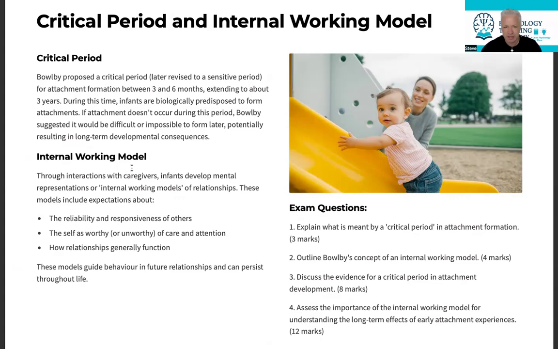So through the interactions with the caregivers, the baby will develop an internal working model of relationships. So it could be to do with the reliability and responsiveness of other people, self as worthy or unworthy, and how relationships generally function. So if you're in a healthy relationship with two parents, say, that's going to be your template of what relationships are like. If you were in, say, a single parent family, then that would affect your template of how you think relationships are, etc. So it's a bit like a model of the world, how you think relationships are going to be.